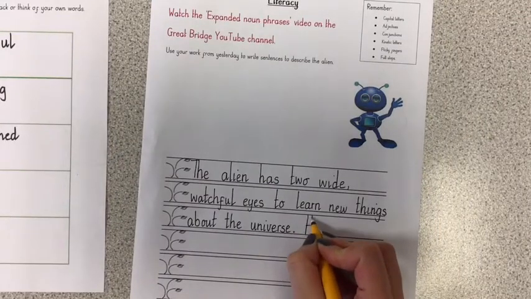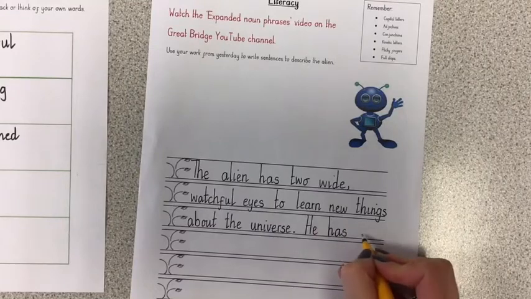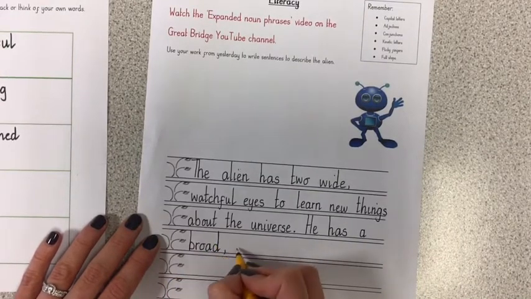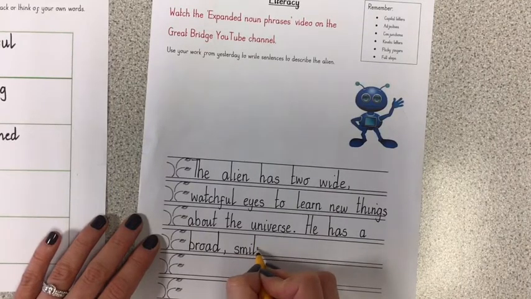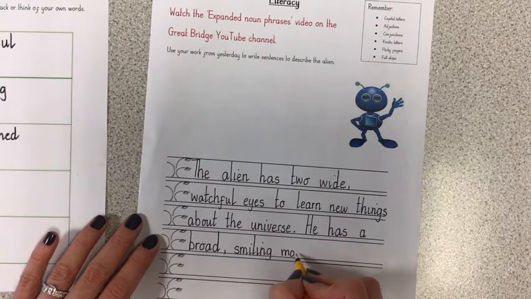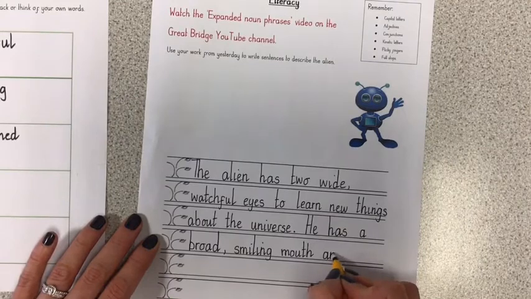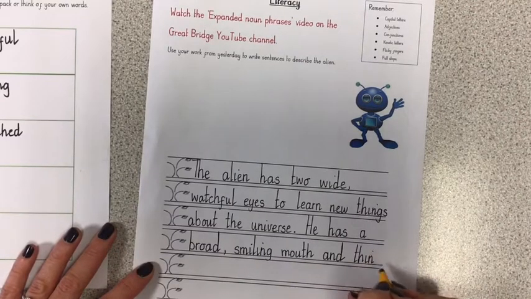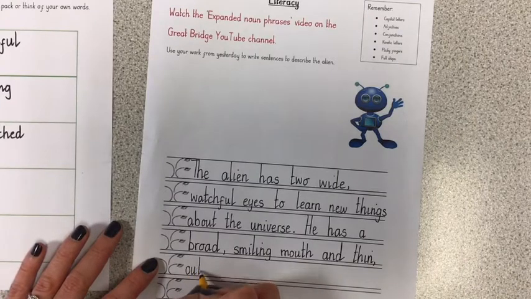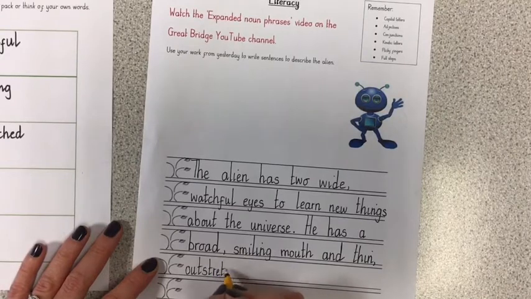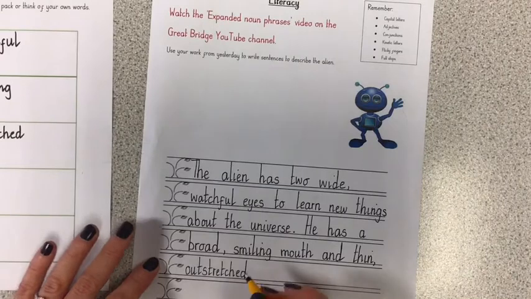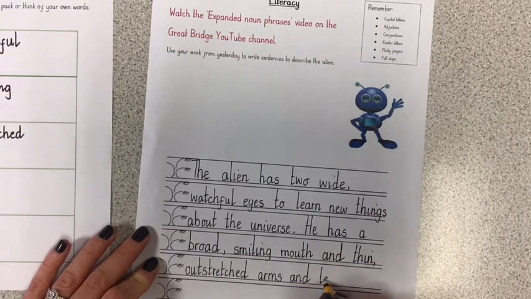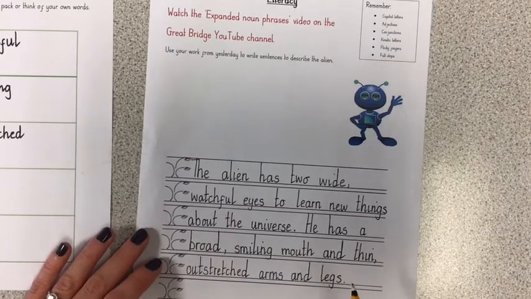So he has a broad, thinking about where my letters start on my kinetic letters tree, broad, comma, between my two adjectives, smiling, mouth, here comes my conjunction, and thin, comma, in between my two adjectives, outstretched, arms and legs, full stop. Let me check that sentence again.